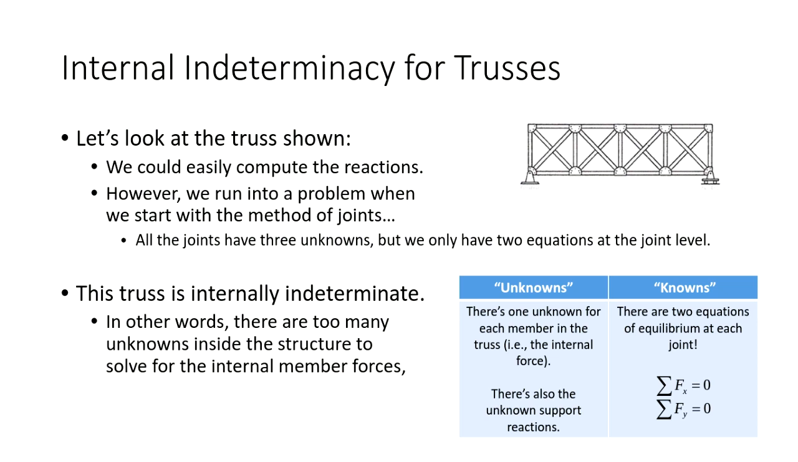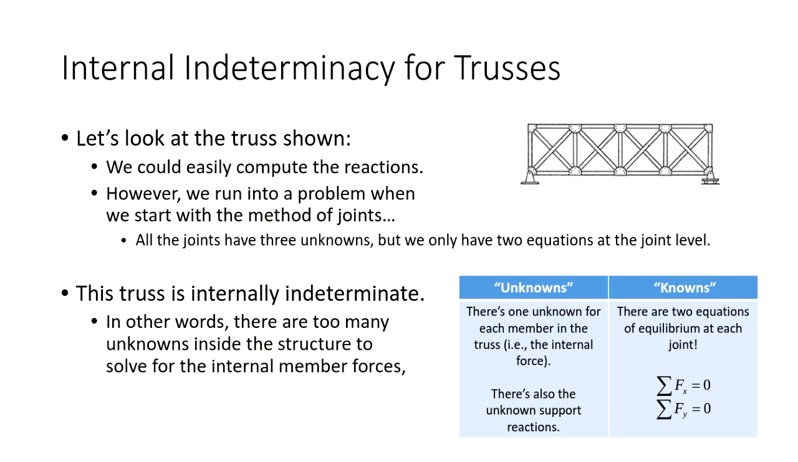Well, I propose that for each one of those joints, I can write two equations of equilibrium: sum of forces in the x direction, sum of forces in the y direction. So if I'm looking at this from an internal perspective, there are, I guess, 20 known quantities. Sum of forces in the x direction, sum of forces in the y direction for every joint in that structure, okay? Now, what about my unknowns?